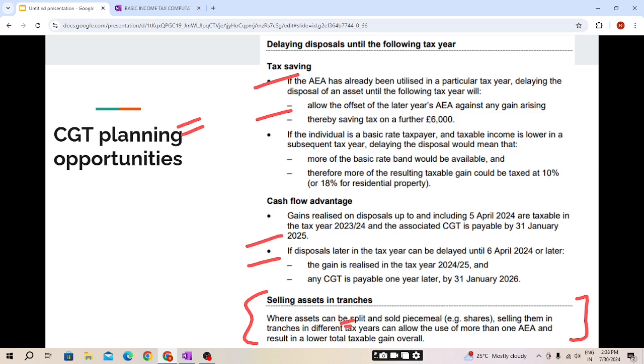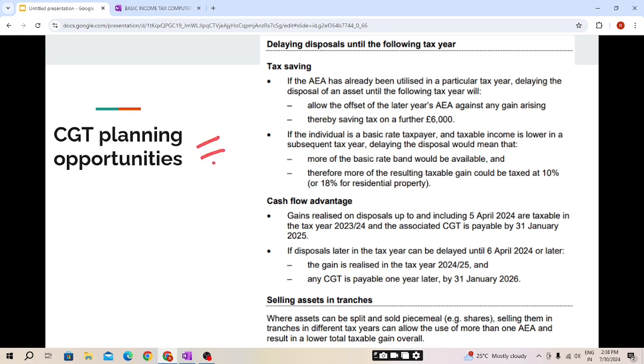We can also reduce the CGT by planning and selling assets in small parts, where assets can be split and sold in small parts in each year, so that we can claim the annual AEA each time and it will result in lower taxable gains. I hope this is clear, students.